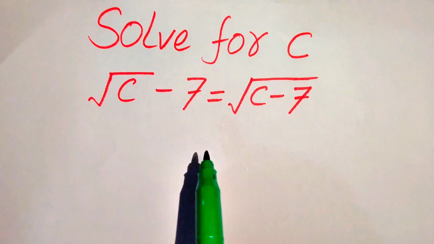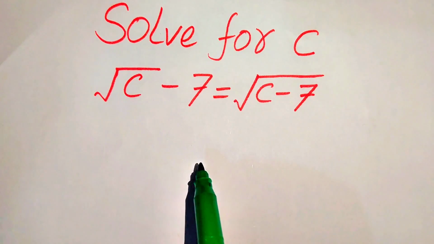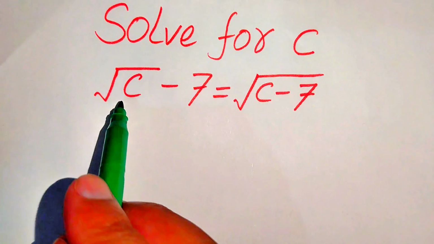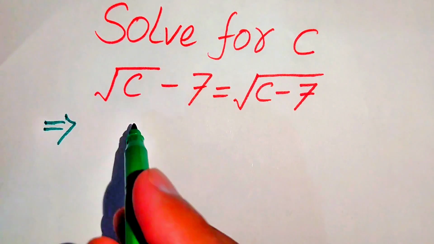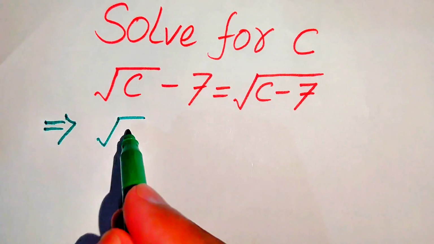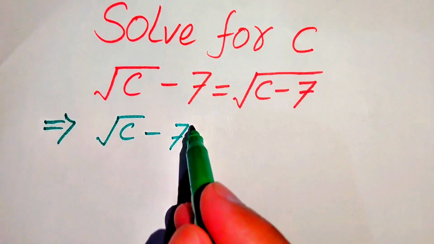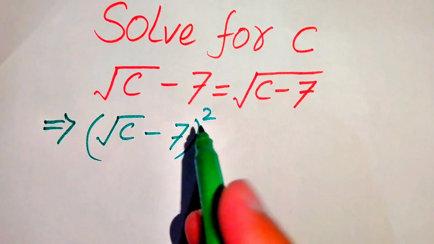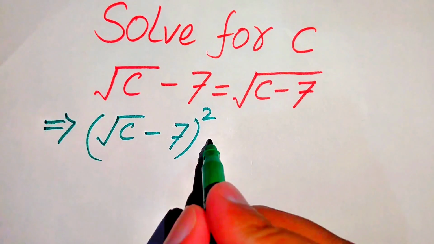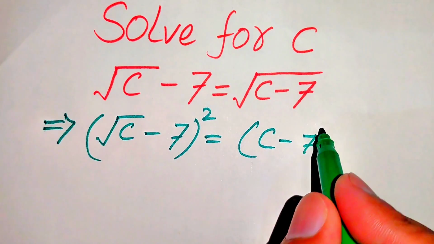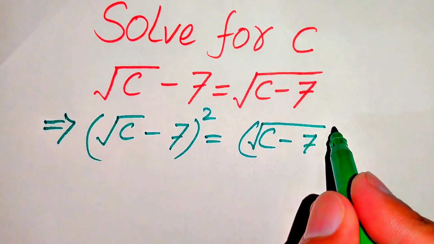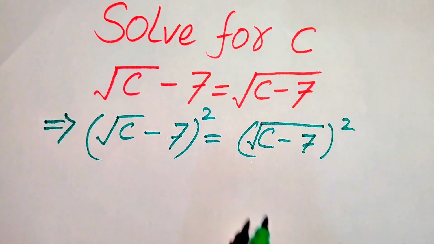Okay, so the very first thing we are going to do is eliminate this square root sign. In order to eliminate this square root sign, we need to take the squaring on both of the sides. So when we take the squaring, it will be written as the square root of c minus 7, whole squared, is equal to c minus 7, whole squared.